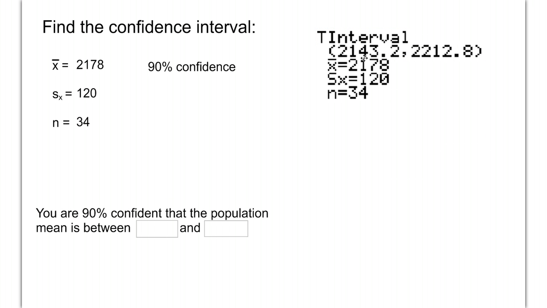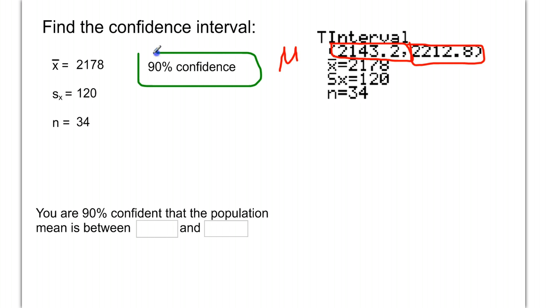To actually interpret this interval, what we're doing is we're making a prediction of mu, the population mean. So we're saying that mu is somewhere between this left bound, 2143.2, and this right bound, 2212.8. So somewhere between here, we think mu is going to fall. How confident are we of that? We are 90% confident that it's going to fall in that range. If we wanted to be more confident, that range would be bigger. If we wanted to be less confident, that range would get smaller.